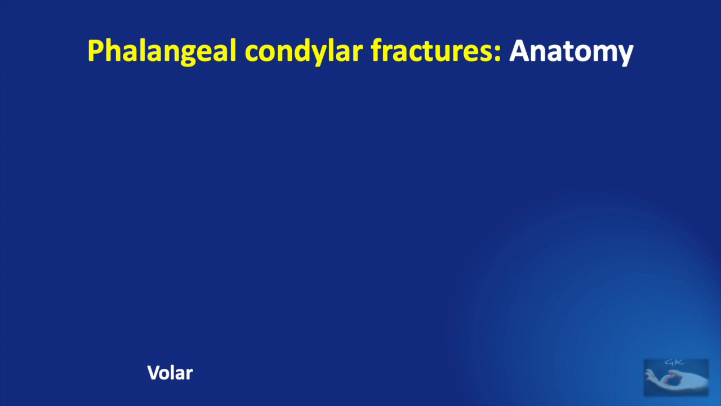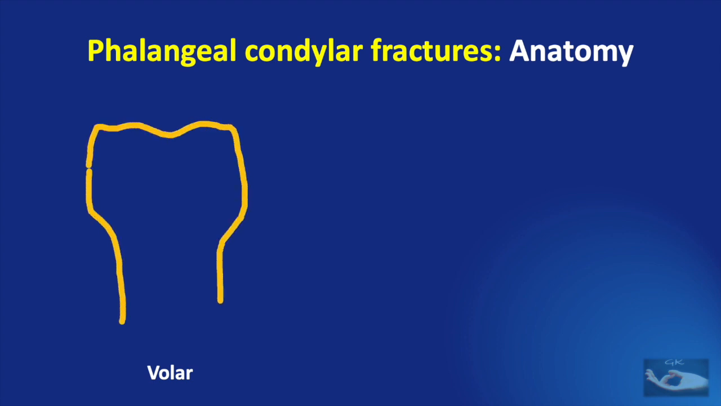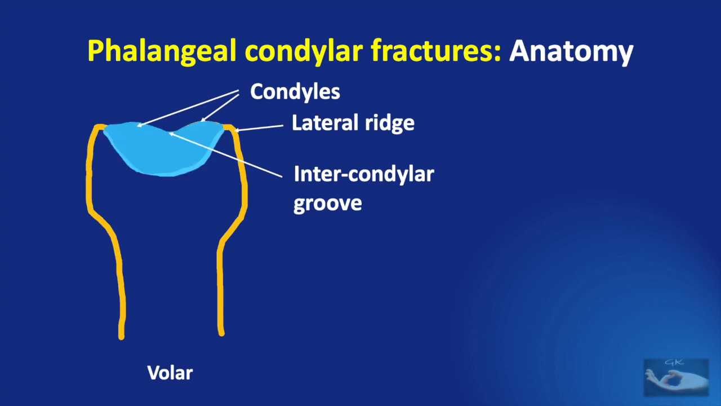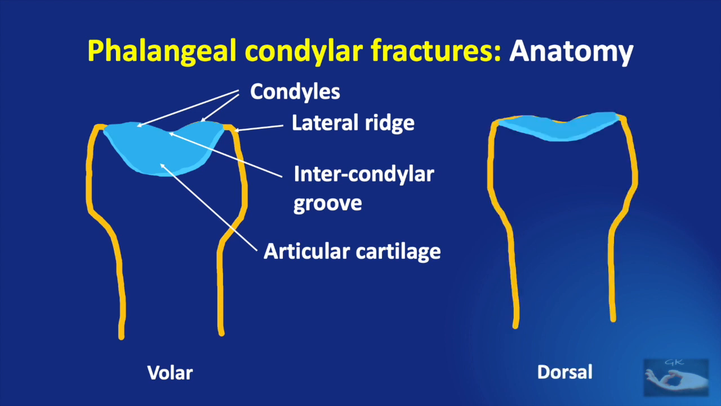Let us first consider the anatomy of the head of the phalanges. We have two elevations known as the condyles on the articular surface of the head. Lateral to these condyles is a portion of the head that is not covered by articular cartilage and is known as the lateral condylar ridge. Between the two condyles is a groove or notch known as the intercondylar groove. The articular surface extends more on the volar aspect than on the dorsal aspect.